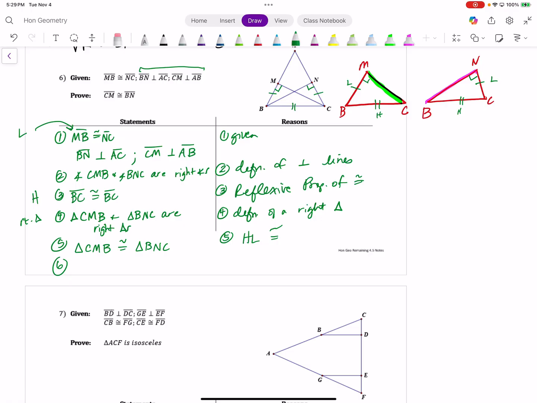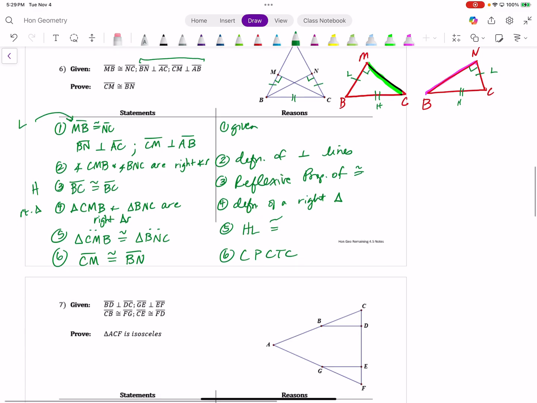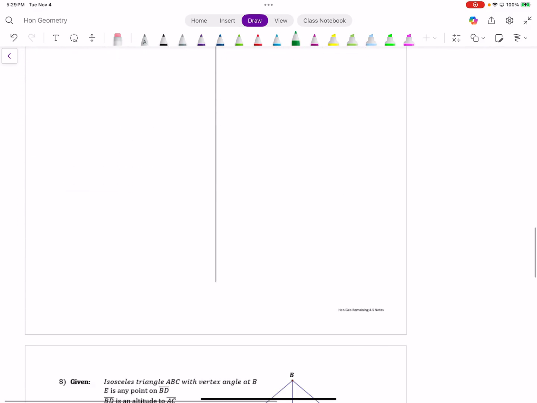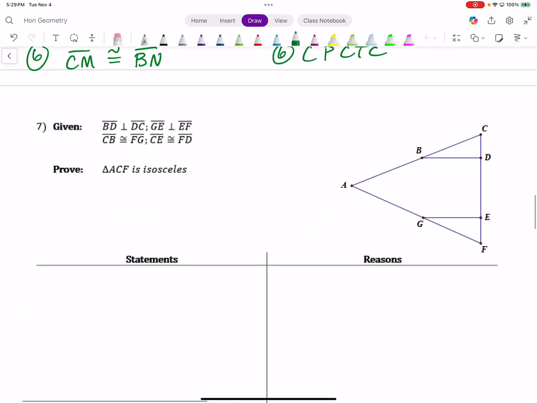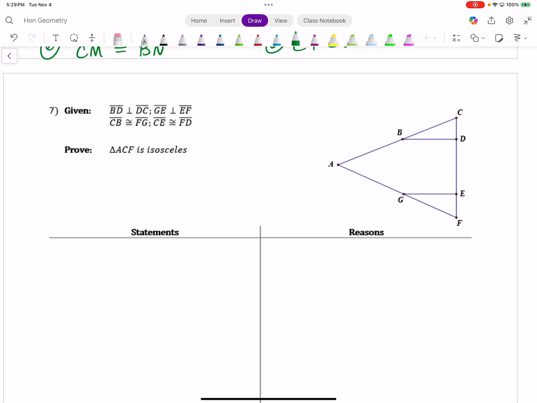And if that's the case, CM is congruent to BN, because corresponding parts of congruent triangles are congruent. Okay. So we got left 7, 8. Oh, just 2 more proofs. That's not bad. All right. We got lots of stuff going on.